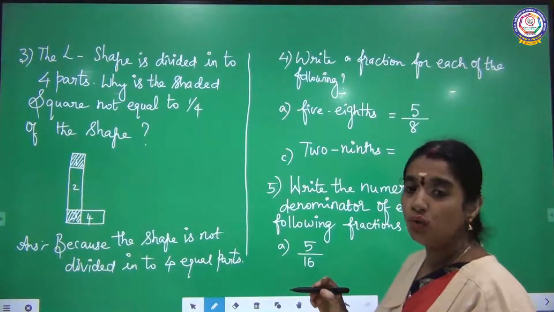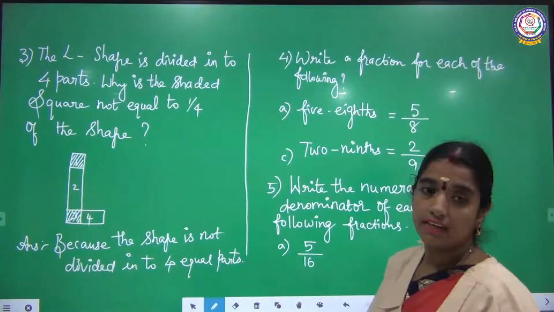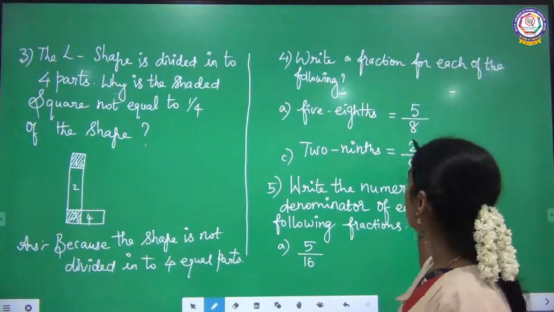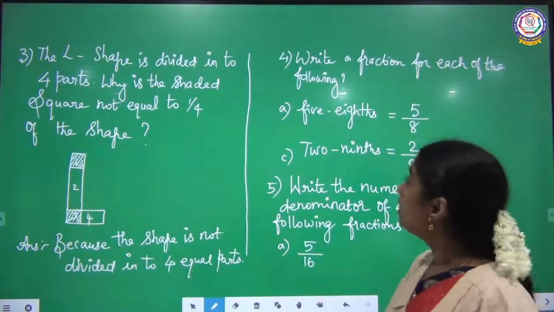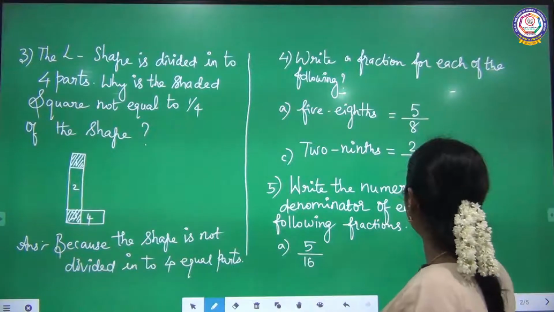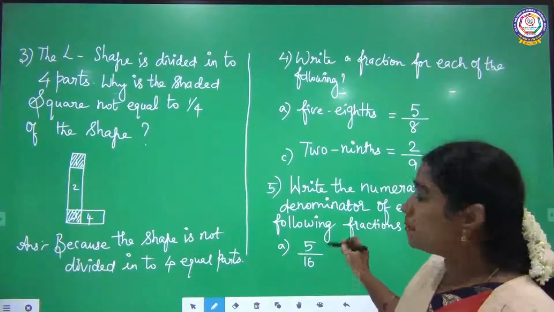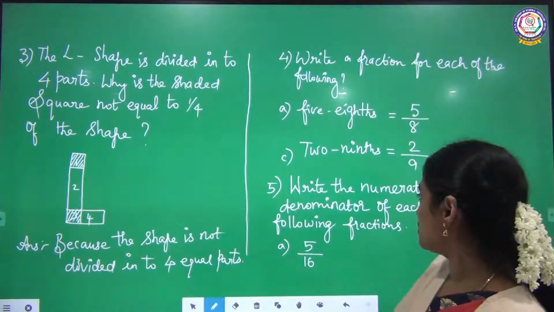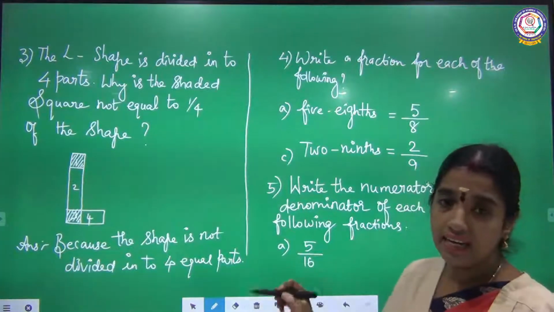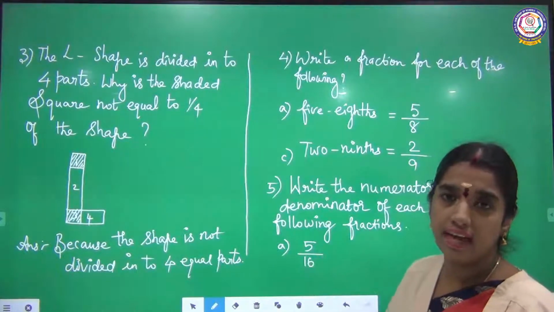How can I write 2 ninth? 2 by 9. 2 ninth, how can I write? 2 by 9. Now listen children, write the numerator and denominator of each of the following fractions. See, this 5 by 16 is the fraction. I am going to write here what the numerator is and what the denominator is in the question.